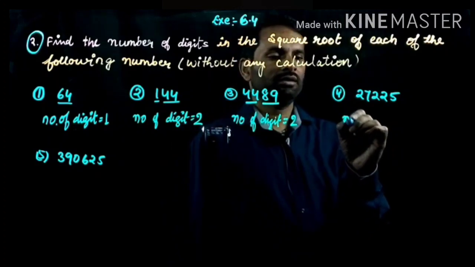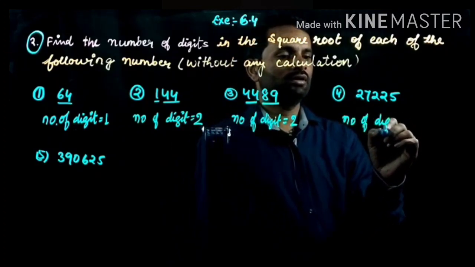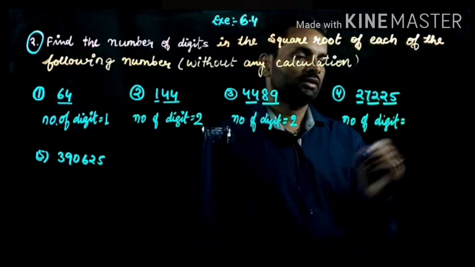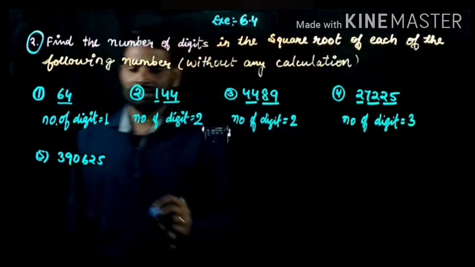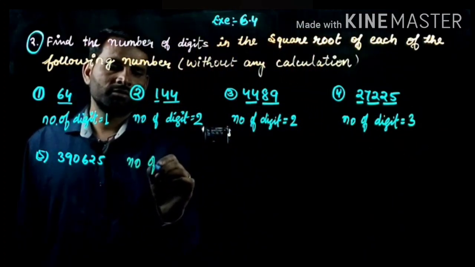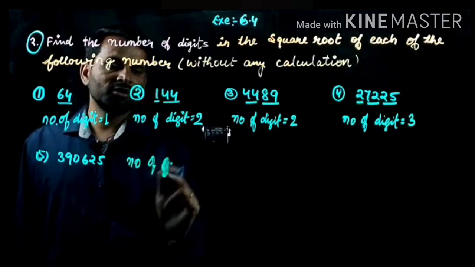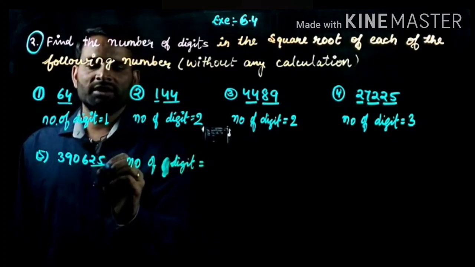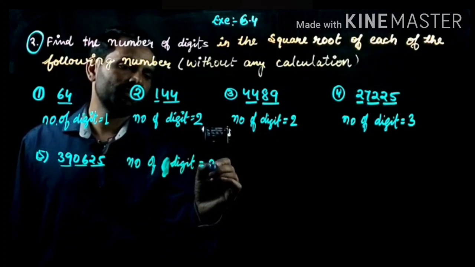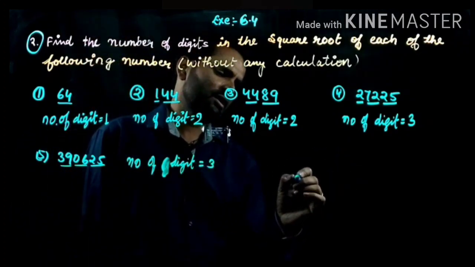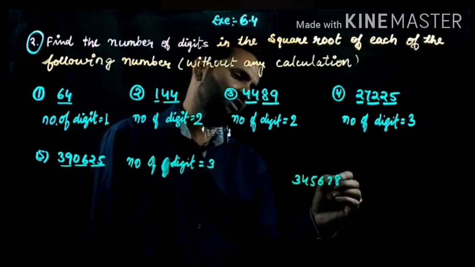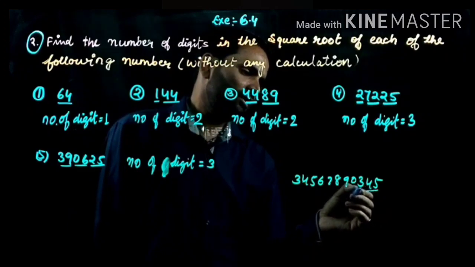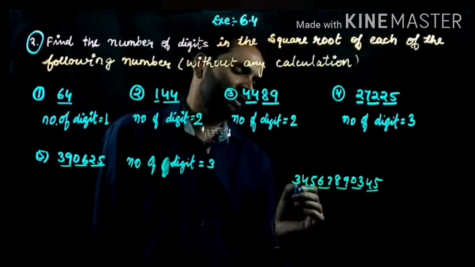Okay, next: the number of digits in the square root, 1 pair, 2 pair and a single digit, that is 3 digits. And last is the number of digits in the square root with 1 pair, second pair and 3 pair; the answer is 3. Suppose the example number is 34567890345. Simply make pairs: 1 pair, 2 pair, 3 pair, 4 pair, 5 pair, and lastly 6.